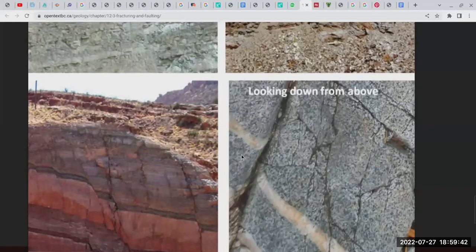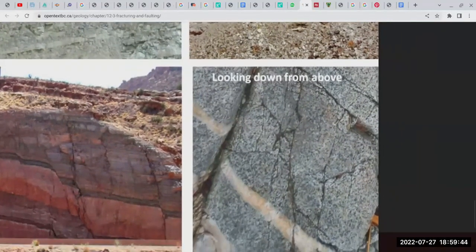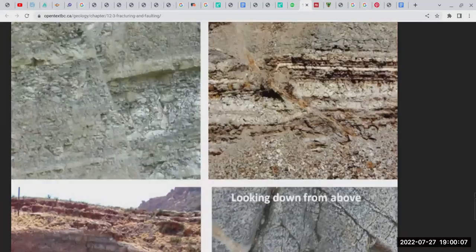What is happening here? Which one do you think is a hanging wall and which one do you think is a footwall? Okay, let me ask you a question. What is this line right here? That's the fault. That's a fault line. Which piece is up here? The hanging, and this one is the footwall. Yeah, man. So you see, you can see it.